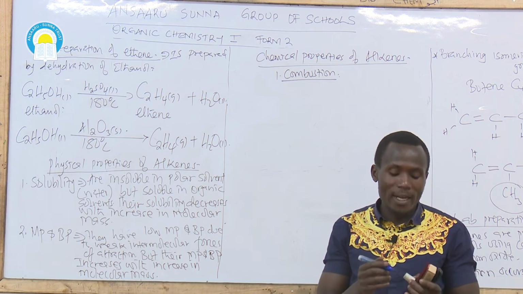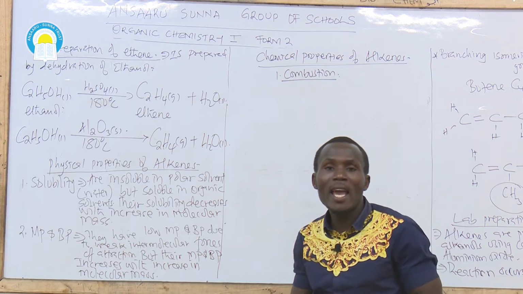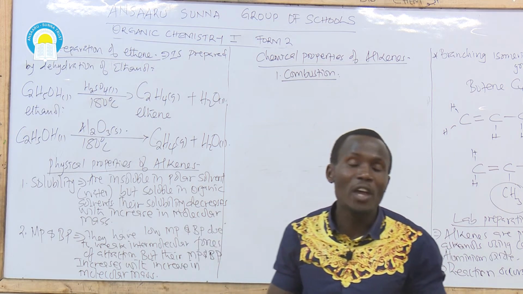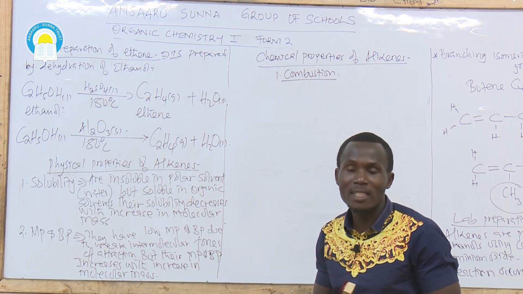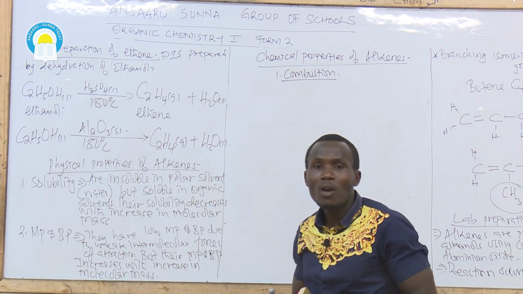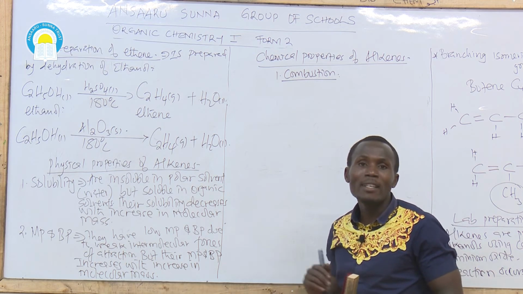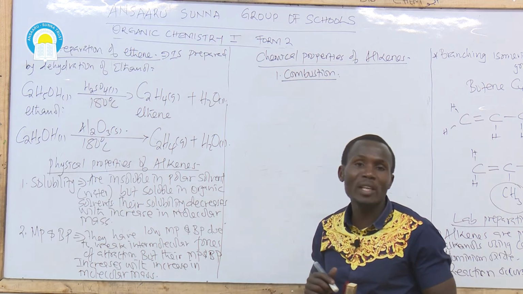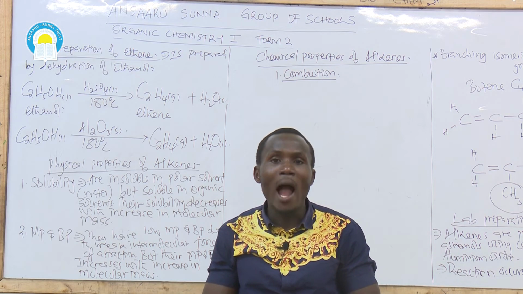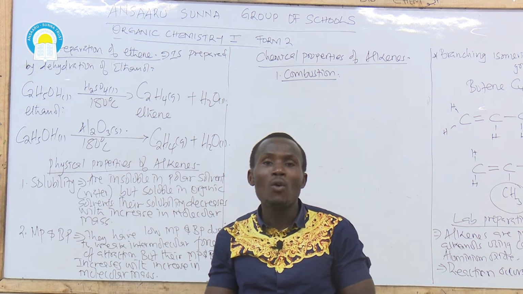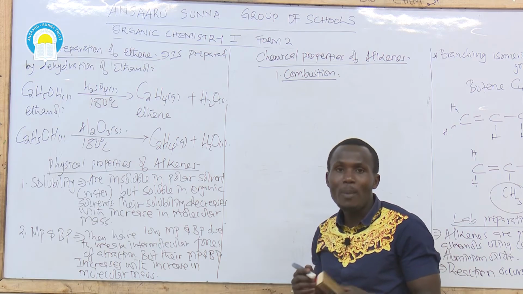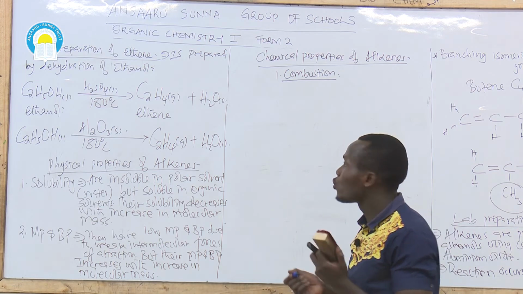Alkanes, which are saturated, burn in air with a blue and less sooty flame. Now, what about alkenes? Alkenes, we say that they are unsaturated. This is due to the presence of the double bond. So due to their unsaturation, alkenes burn in air with a yellow sooty flame. They burn in air producing a yellow sooty flame.